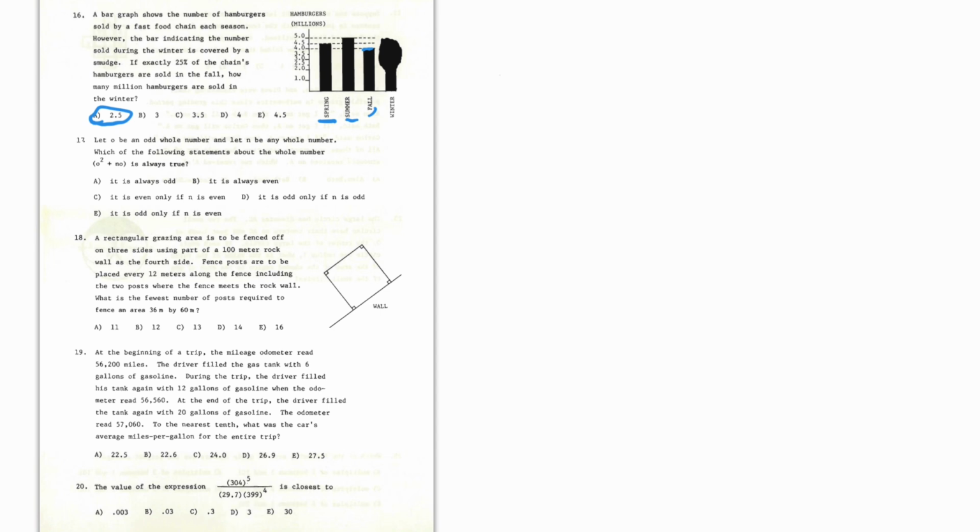Number 17. Let O be an odd whole number and let N be any whole number. Which of the following statements about the whole number O squared plus NO is always true? So O squared is always odd, because odd times odd is odd. Plus the NO. If N is even, that times odd gives us even.